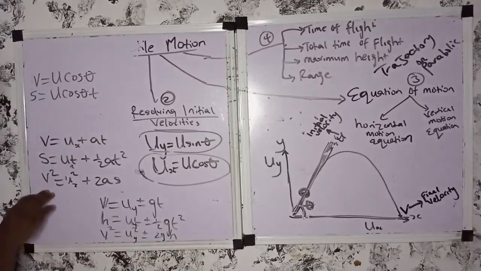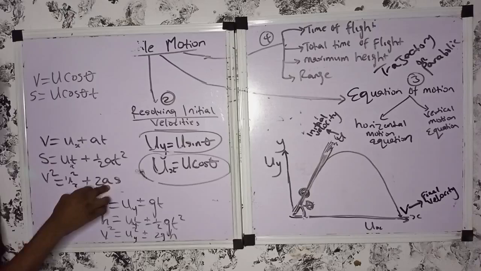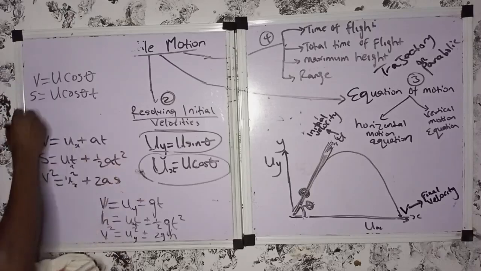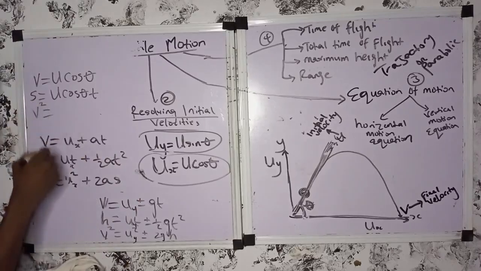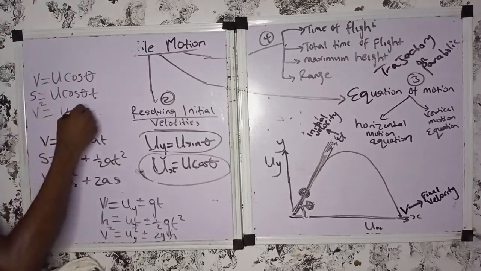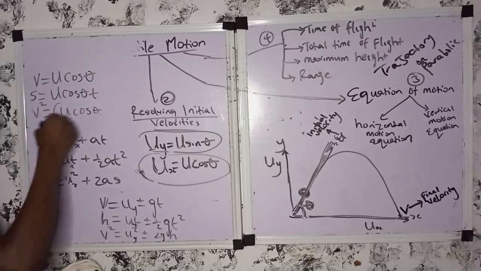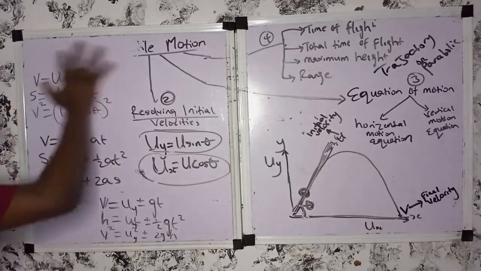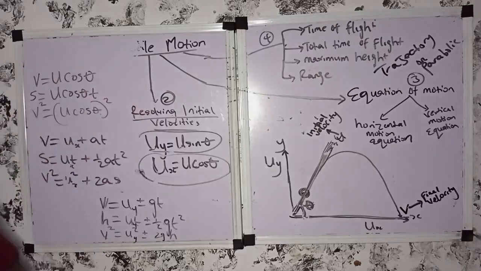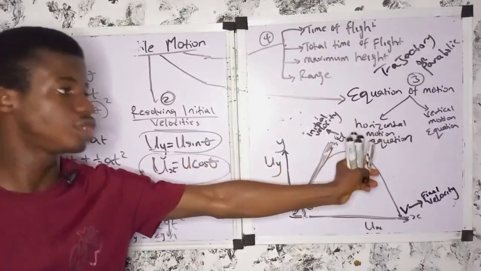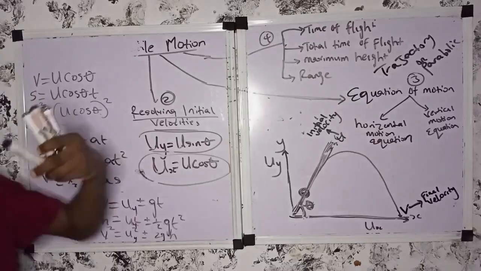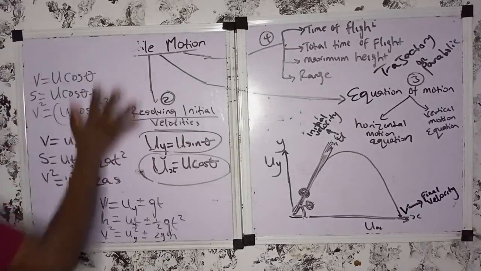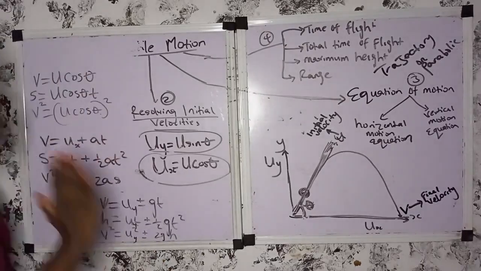Now the last part. Remember a is 0, right? So everything here will be 0, and we'll be left with v squared is equal to u cos theta all squared, right? So yes, this is now the horizontal motion equation in projectile. Please take note.